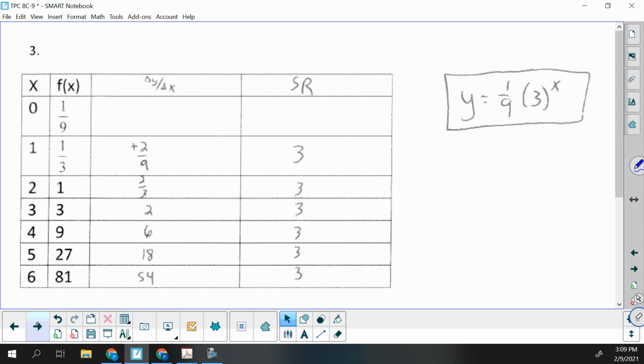And our last one, our slopes were 2/9, 2/3, 2, 6, 18, 54. When we do y2 divided by y1, and you might have wanted to do that with your calculator for the fractions, but you get 3 each time. So because that was 3 each time, it's exponential. We had 3 for our base, and the 1/9 was out front because of the 1/9 that corresponded to x equals 0.